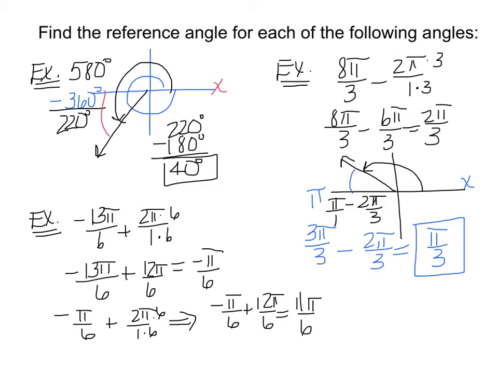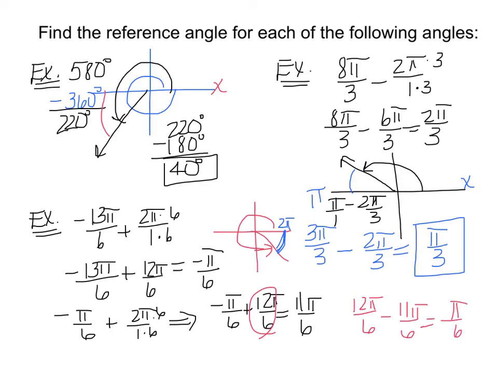And 11 pi over 6, if you remember, falls in the fourth quadrant. So to get our reference angle, we need the angle that's formed from the terminal side to the x-axis. So now this one is closer to 2 pi. So you're going to do 2 pi, which we already found was 12 pi over 6, minus 11 pi over 6, which gives you 1 pi over 6, which is an acute angle.